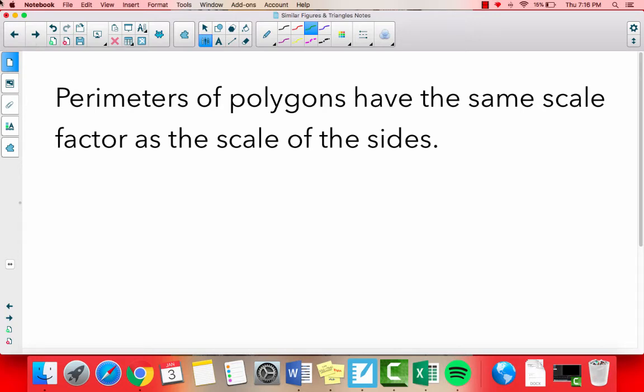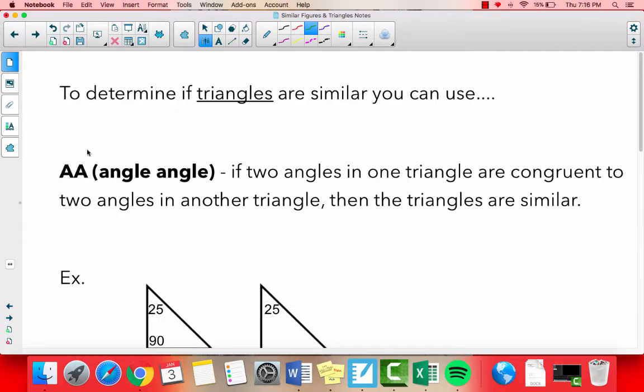Now, the last thing we want to talk about is specifically for triangles. So the other rules we've talked about could be used for any polygon, pentagons, hexagons, octagons, triangles. Here, this is going to be the rules for triangles to be similar. Some of these are going to look pretty familiar to you. We're just going to be using them in a slightly different way.